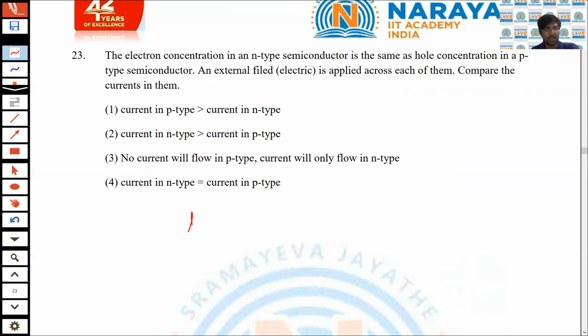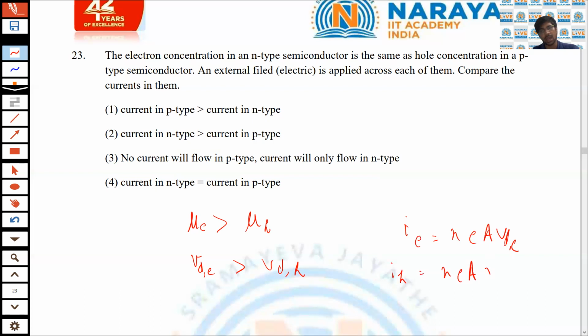See, we know that the mobility of electrons is much greater than the mobility of holes in a semiconductor. Now, which means that drift velocity of electrons is much greater than the drift velocity of holes. So now the current due to electrons is n e A v_de, and the current due to holes is equal to n e A v_dh. Now obviously this value is greater than this value, which makes option 2 the correct option.